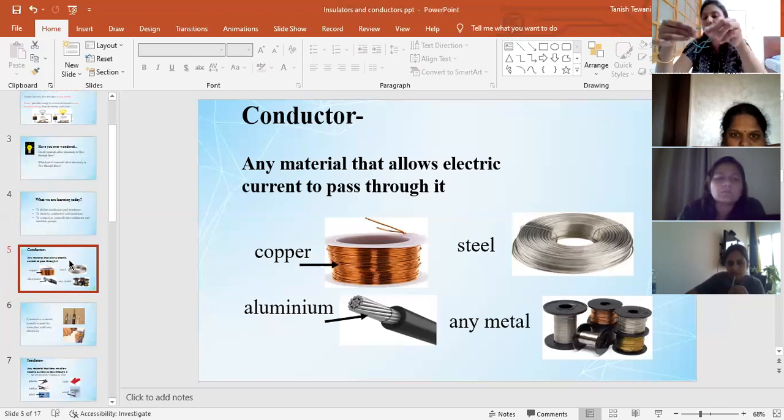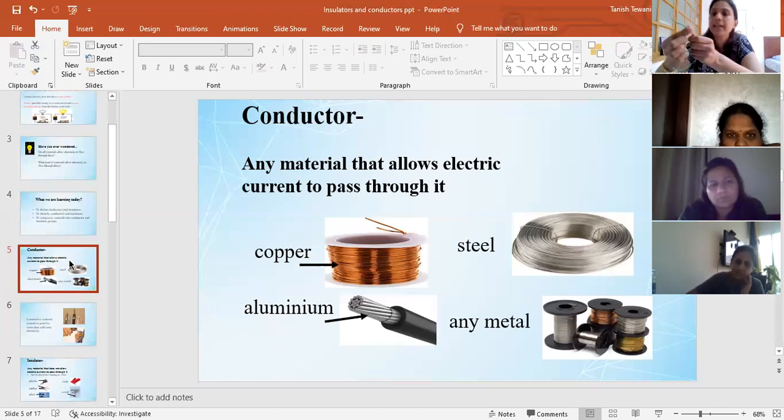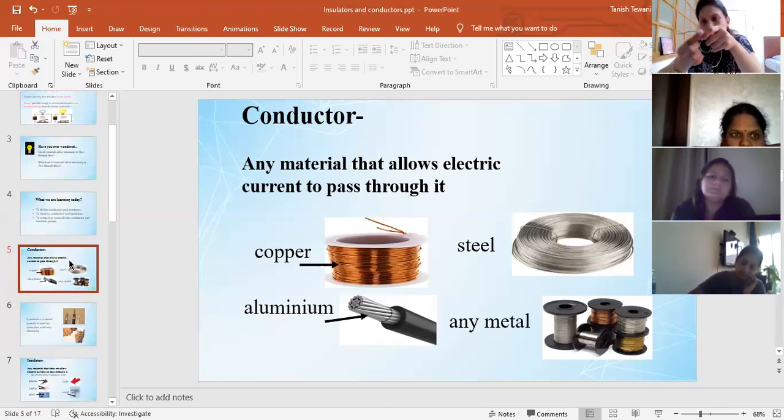Yes, ma'am. In our appliances, this wire is being used. And this is a covering, and this covering is made of plastic or rubber. Okay. So this metal thing is called the conductor. And this is called the insulator, because this will prevent us from electric shock. It will not allow the electricity to pass, so we will not get a shock. So this is called an insulator.